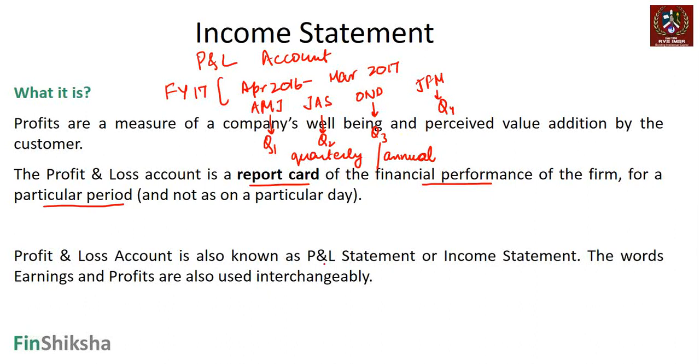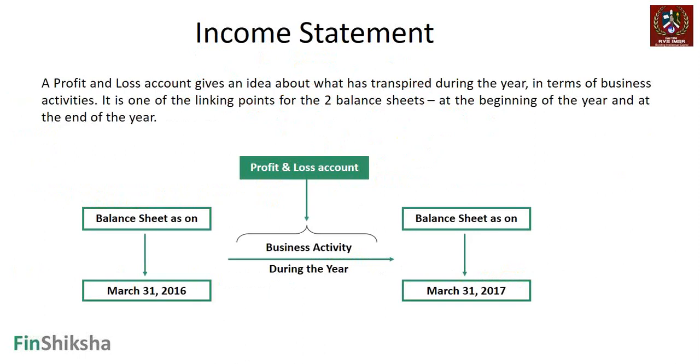P&L account is also known as P&L statement, income statement, earnings, net income, profits. All these terms are used interchangeably, and we're going to continue using them interchangeably as we go along, right? Now, what is a P&L? It gives us an idea about what has transpired during the year in terms of the business activity, right? Remember, it may have nothing to do with the cash generation during the year. In terms of business, what am I selling and what are my costs in creating those sellings? That is basically what the income statement talks about.